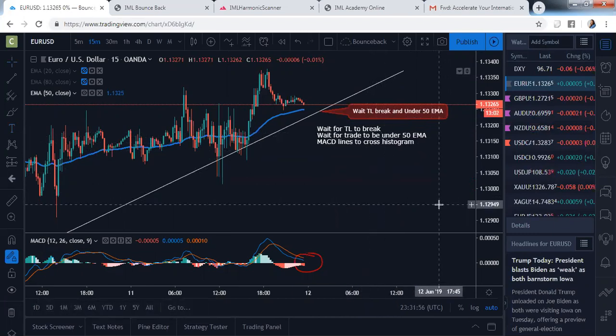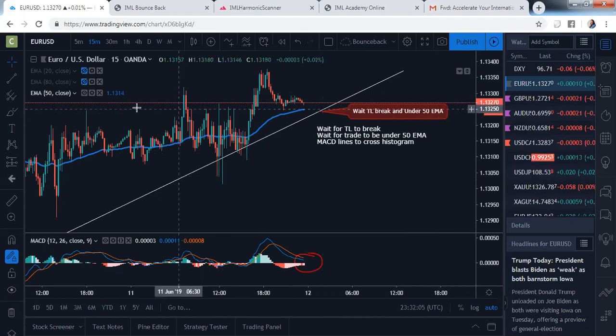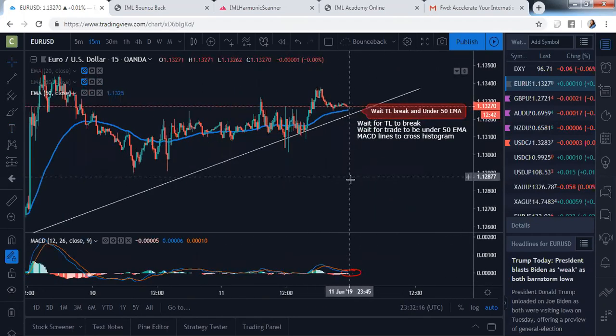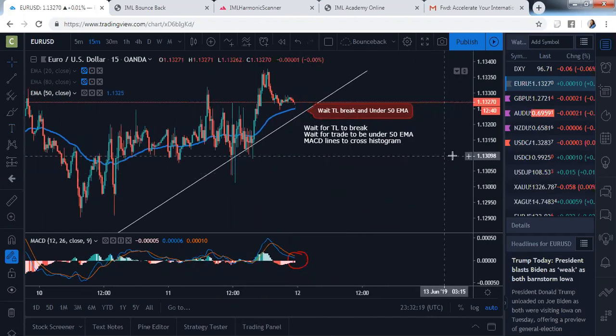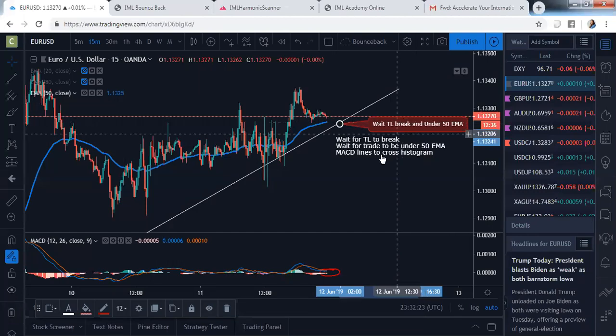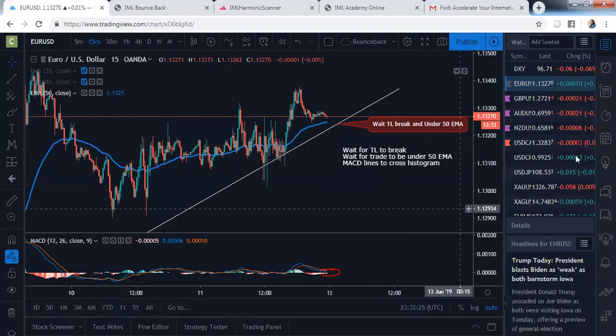Literally, that's how you could trade the harmonic scanner as well, right? Same concept. All you need to do is come over to TradingView and draw a trend line. Wait for it to break. Wait for it to also break under your 50 moving average line. Wait for the MACD line to cross and you're good to go. Easy, right? So that's your notes. If you want to go ahead, you want to take a little screenshot of that, you can. Right, there you go. That's your notes.